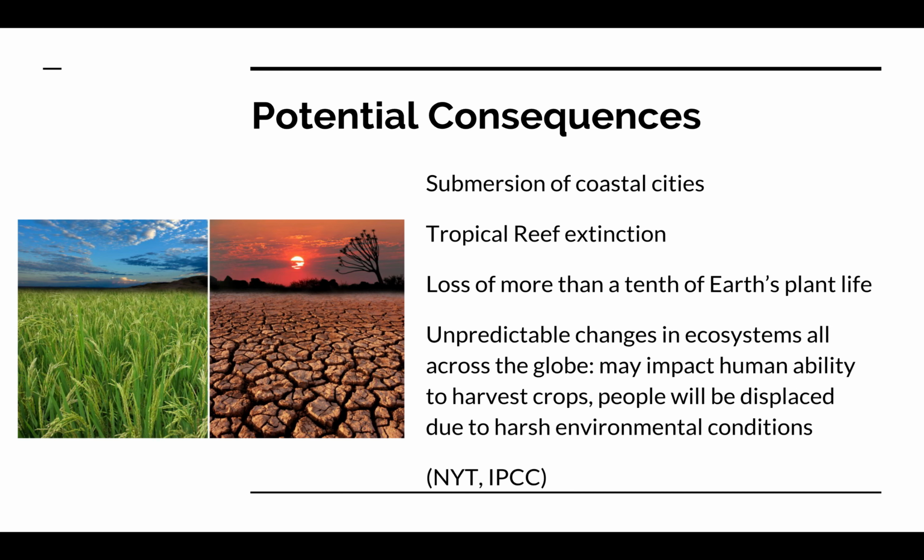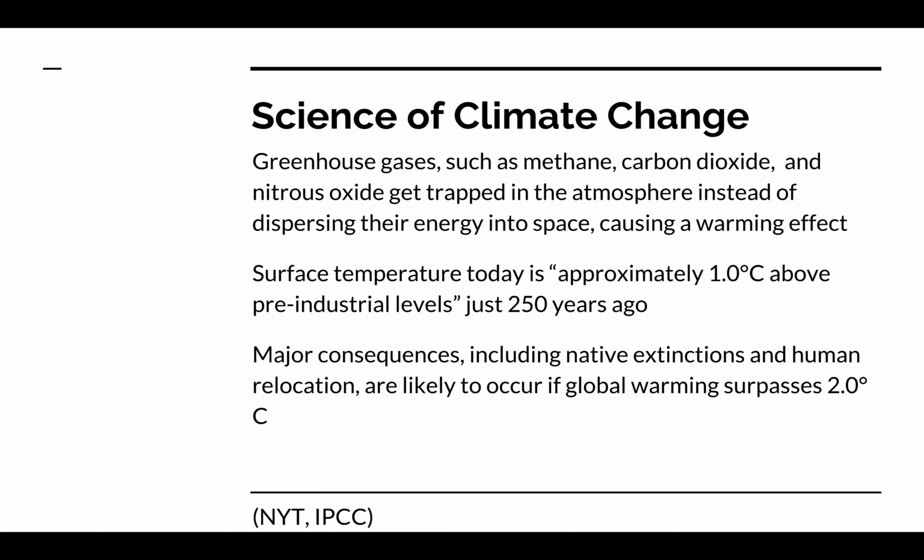Some of the potential consequences of climate change: submersion of coastal cities, the extinction of tropical reefs around the world, a loss of more than a tenth of Earth's plant life due to changes in various ecosystems, as well as unpredictable changes in the ability to harvest crops, and human displacement due to harsh environmental conditions and due to the submersion of coastal cities. What is the science of climate change?